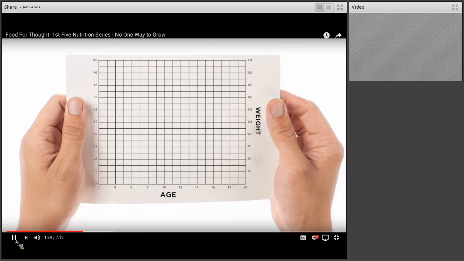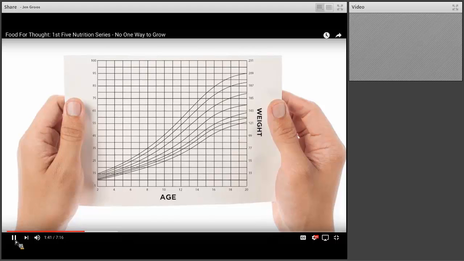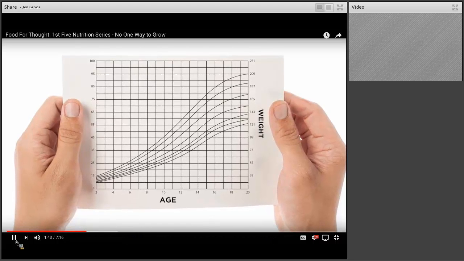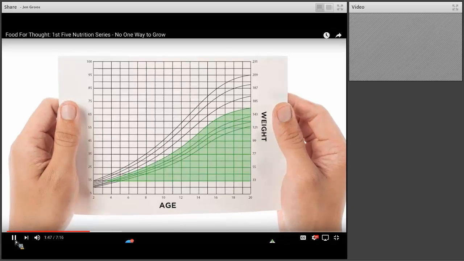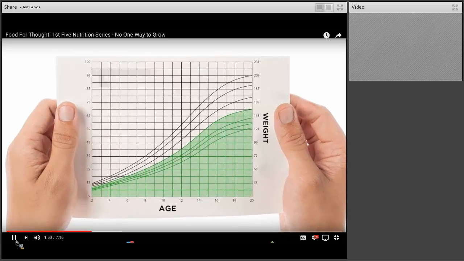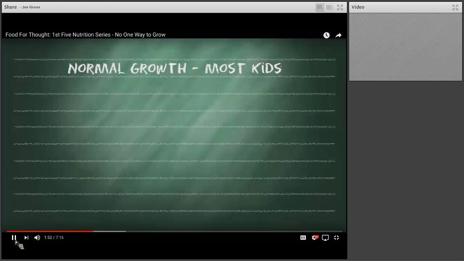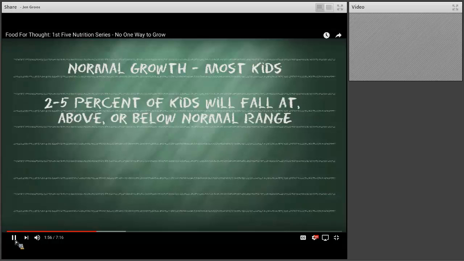Each growth chart has percentile lines. These percentile lines are created from information based on the growth of healthy kids. So we expect 50% of healthy children to grow at the 50th percentile or below. Most children fall between the outermost lines, but about 2 to 5% of healthy kids will naturally fall at, above, or below those lines, depending on the growth chart used.